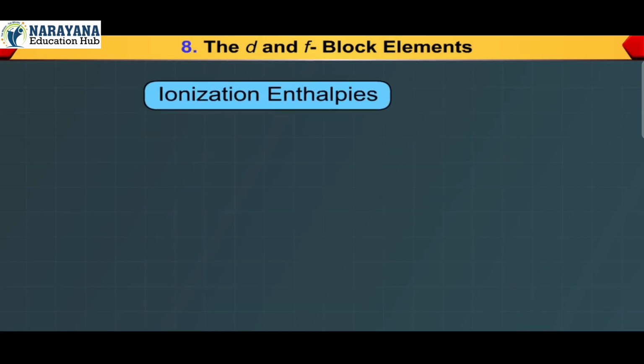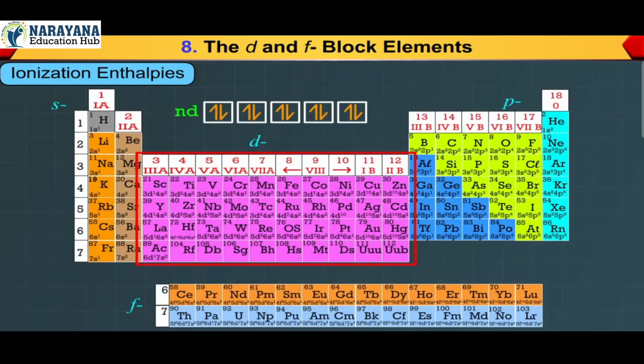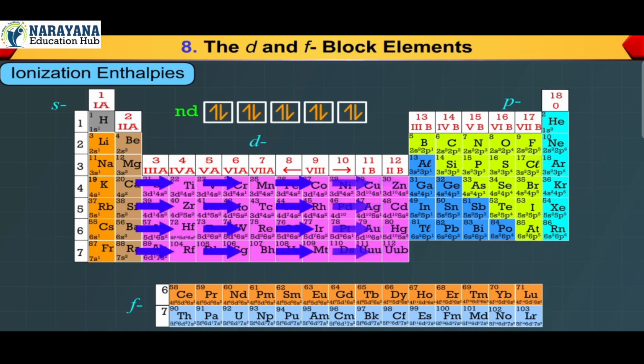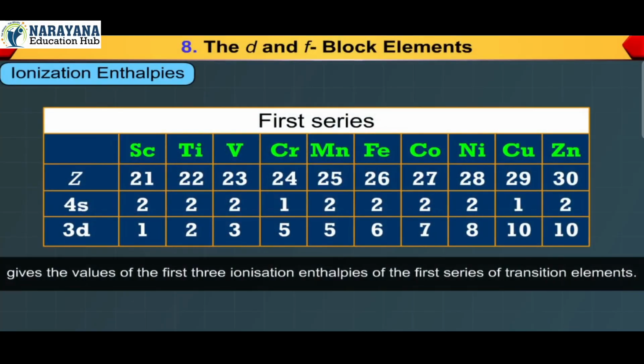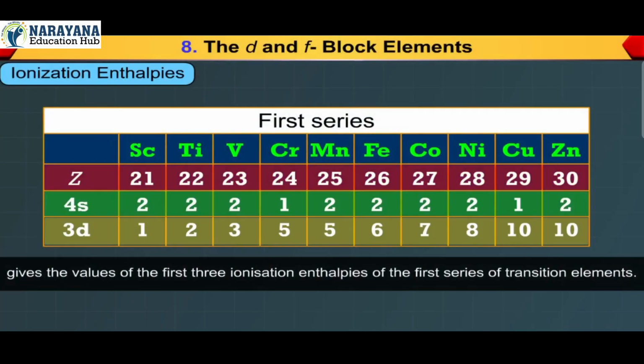Ionization enthalpies. There is an increase in ionization enthalpy along each series of the transition elements from left to right due to an increase in nuclear charge which accompanies the filling of the inner d orbitals. The table gives the values of the first three ionization enthalpies of the first series of transition elements.